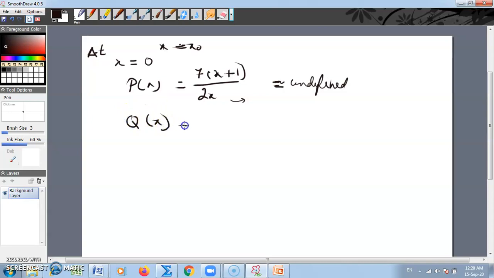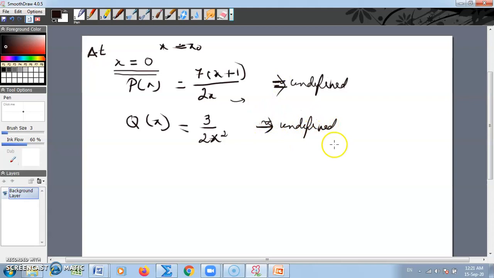What is qx? qx is equal to 3 by 2x squared. Here too, when I put my point, they were asking us whether it's singular or ordinary at x is equal to x naught. So this is the point of consideration. When I put x to x squared in the denominator, this becomes undefined. Actually, I can't write an approximate sign here. I'll just have to say that this is undefined.